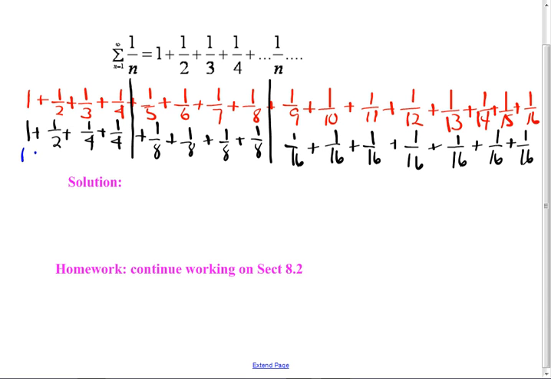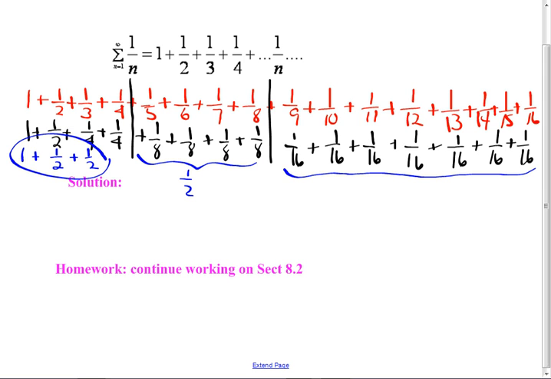Okay, this is 1 plus a half plus a half. So guess what? Right here I've got 2. Right? Then this is what? 4/8 is a half. And this is 8/16, which is another half. So I've now got 2 plus another one. What's happening? It's getting bigger, isn't it? It's not going to converge.